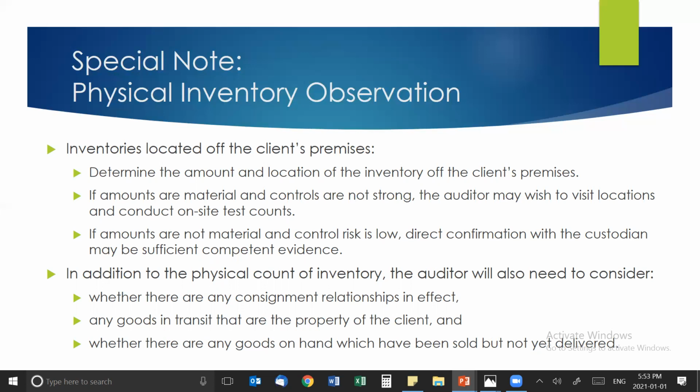And whether there are any goods on hand that have been sold but not yet delivered, because those shouldn't be included in the inventory count. That all has to be taken into consideration when doing the inventory count, to see whether all the inventory on the warehouse floor should be included, or whether there are things that have been sold already but just not delivered.